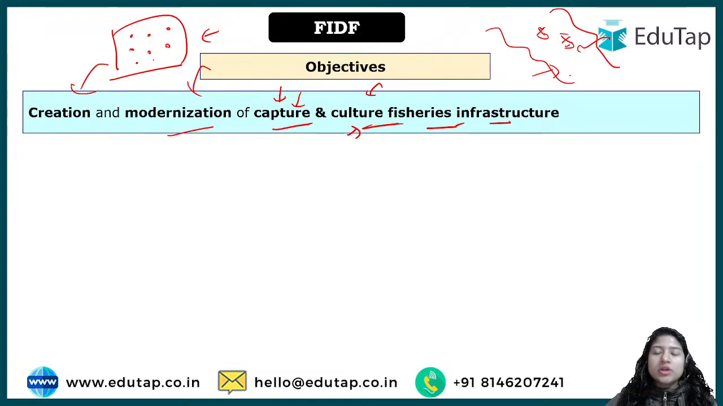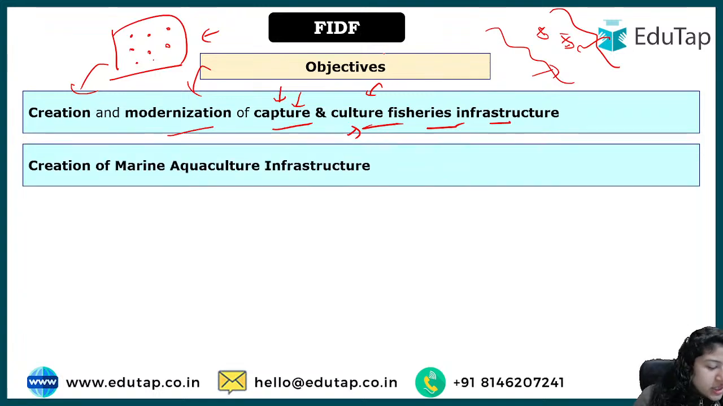It can be fresh water, for example a river. It can be from the oceans as well, right? So that is the capture fisheries. Culture is when you are creating an artificial environment for the fish to rear, okay, that is the culture fisheries infrastructure. So for both sorts of infrastructure, the funds can be taken, okay.